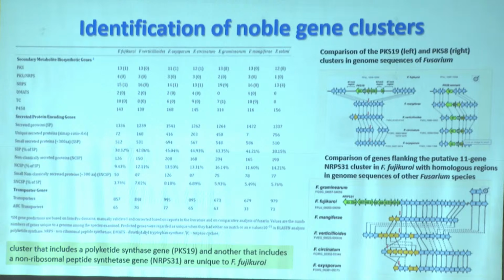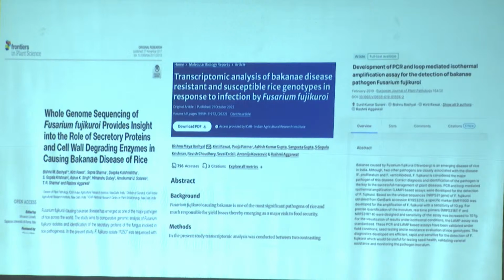If you get this type of information, that something is only present in a particular species of Fusarium, where can we utilize it? Later on you can utilize it for the development of markers and diagnostics, because it is very unique to that particular species. This is my study from 2017, the first Fusarium fujikuroi genome from India. Taking the lead from that, we developed a specific marker.